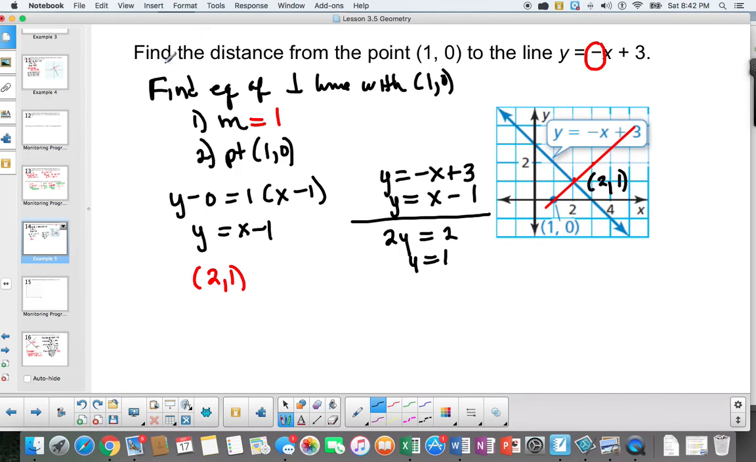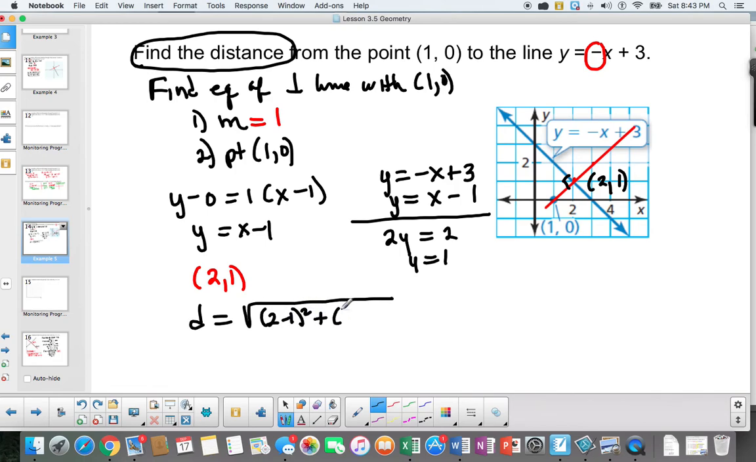But that's not the answer to the question. The question says to find the distance. And remember, distance is a perpendicular. And I know this is perpendicular. I know here's one of my points, here's my other point. So my distance will require the distance formula, which is going to be the square root of 2 take away 1, quantity squared, plus 1 take away 0, quantity squared. And that's going to be 1 plus 1, which is root 2, and root 2 is approximately 1.4. So that's the distance, and that does look like a little bit more than 1.